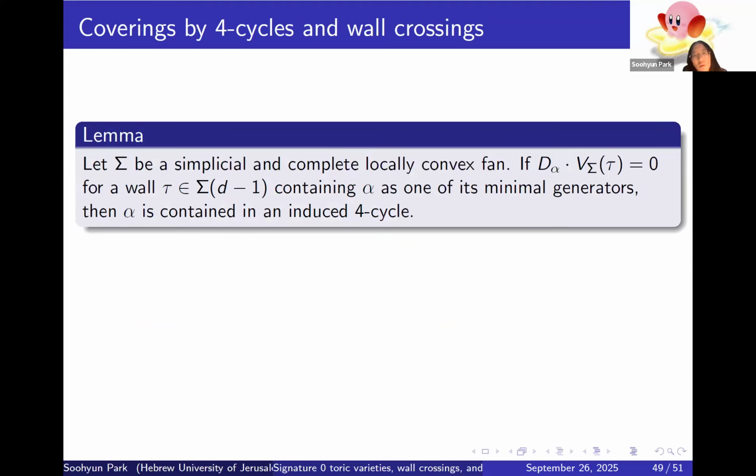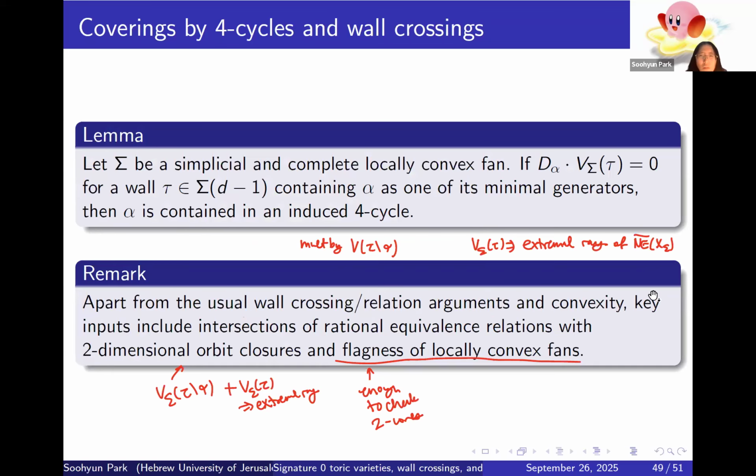Our main tool is the following. If you have a simplicial, complete, locally convex fan, this intersection being 0 means that alpha is contained in an induced 4-cycle. There are a lot of arguments similar to the main wall crossing lemma we had earlier, after the span intersection, but the key input of the conditions listed at the beginning is that the convexity and the flagness imply that the diagonals don't actually form cones of the fan.